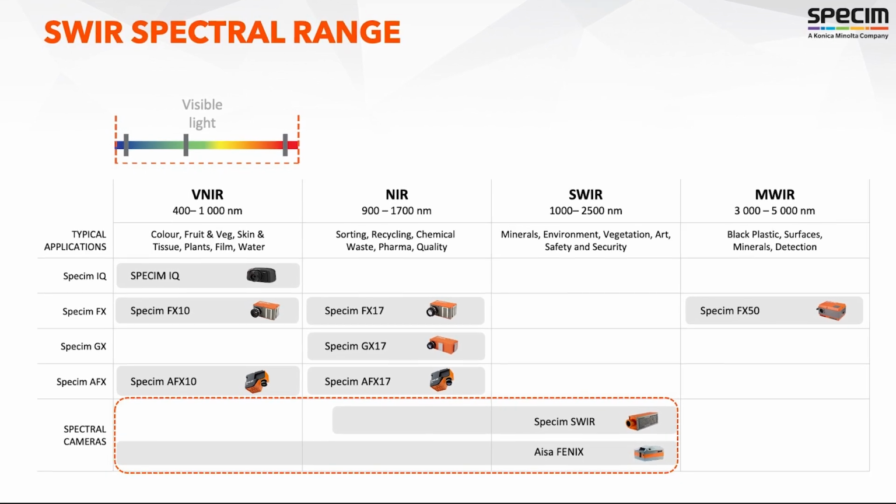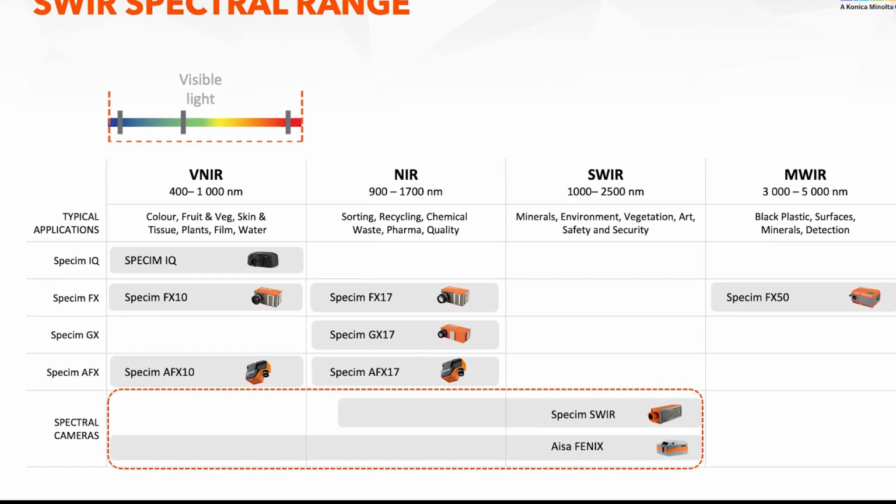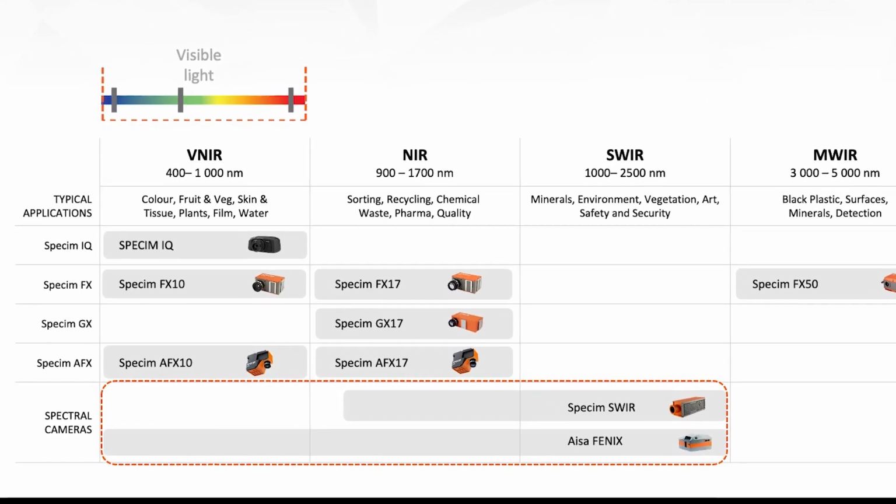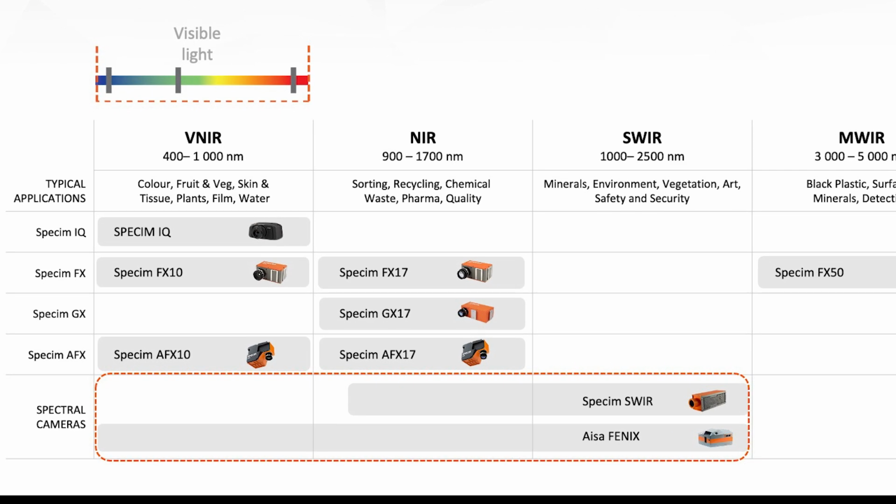Now we are going to speak about the SWIR spectral range, and here I would like to highlight that at Specim by SWIR we mean between 1000 and 2500 nanometers, shortwave infrared. For many people it stops at 1700. No, for Specim it is 2500 nanometers.